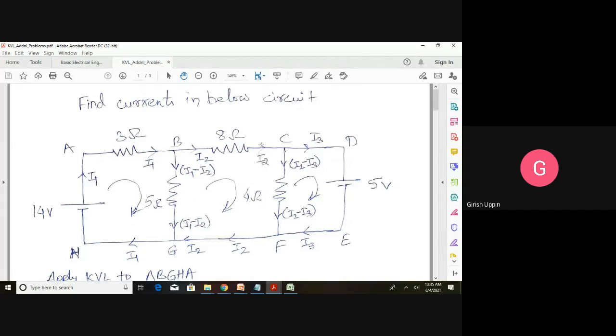So once I2 current comes to the node C, again it will get divided into two parts. This path I have taken as I3, and I2 minus I3, that remaining current, will flow here. So this is I2 minus I3, and this is I3.